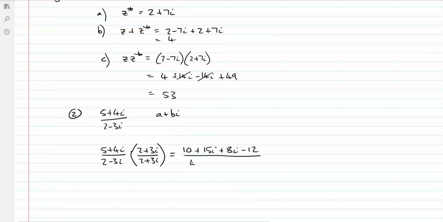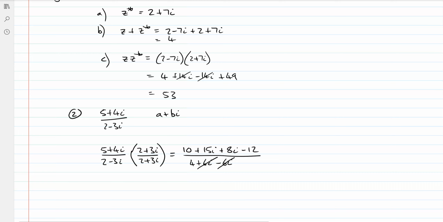On the bottom, 2 2s are 4. We're going to get 2 times 3i, which is plus 6i. Minus 3i times 2 is minus 6i. So you'll notice, similar to the surds, we get these imaginary bits to cancel out. With surds, you get the roots to cancel out, the irrational parts. Here you get the imaginary parts to cancel out.